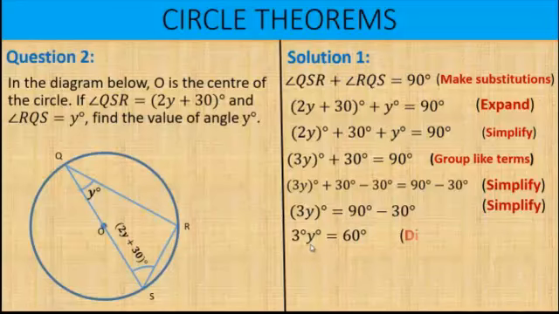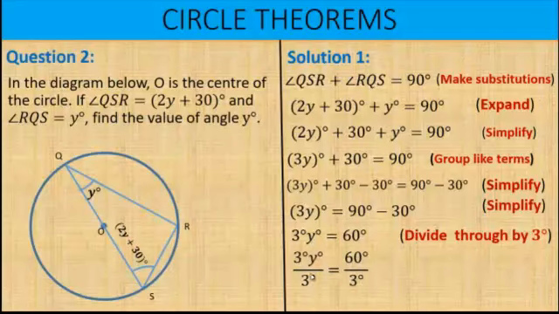So that we divide through by 3 to get our y degrees. And when that is done, 3 would go into 3y degrees, and 60 degrees divided by 3 would give us 20 degrees. So we have y degrees is equal to 20 degrees as our final answer.